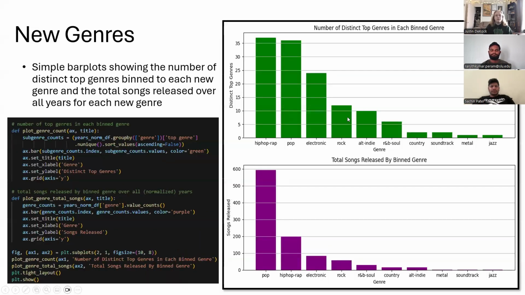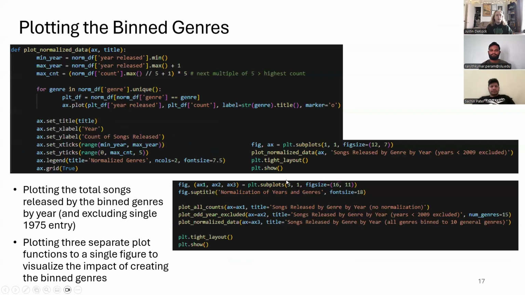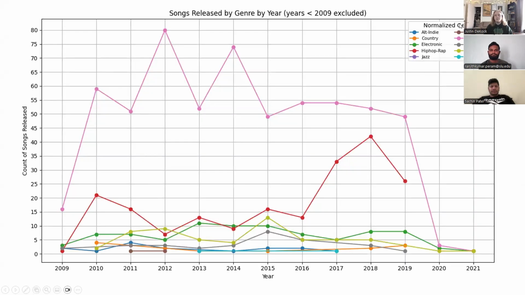So this shows the number of the top genres that went into each of these binned genres. This shows a similar distribution of the number of songs released by those genres. So finally, plotting those new genres to the same sort of line plot, we made this similar function, and we plotted it, and then we also plotted the 3 together. So this shows the normalized genres, or the binned genres, narrowed down.